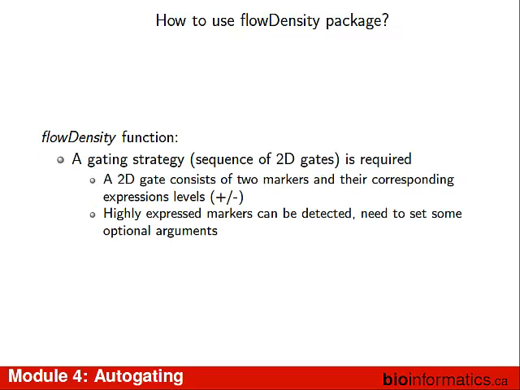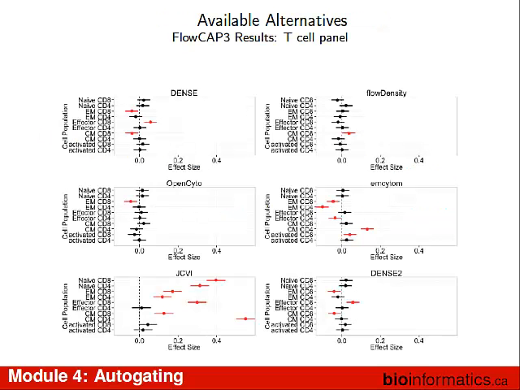So how do you use that? You need to have a strategy. Because we're doing diagnosis, you know what you're looking for, so you have to have something worked up in FlowJo. You need some 2D gates, step-by-step, some expression levels, plus or minus. We can find stuff that's highly expressed versus dim. It just needs a bit more options to be set. This is how it works.